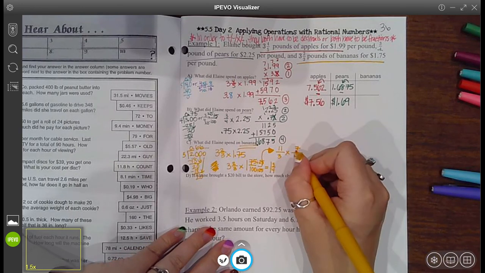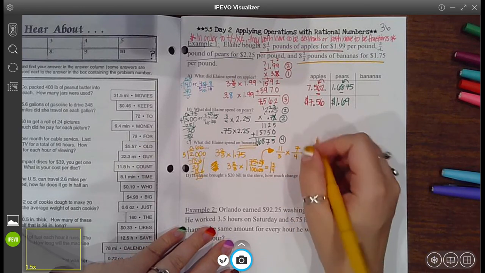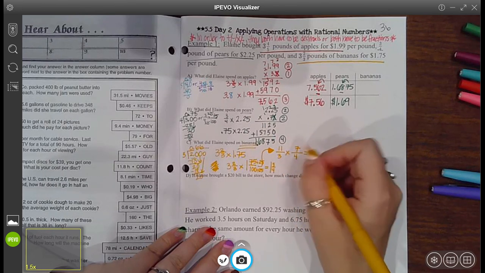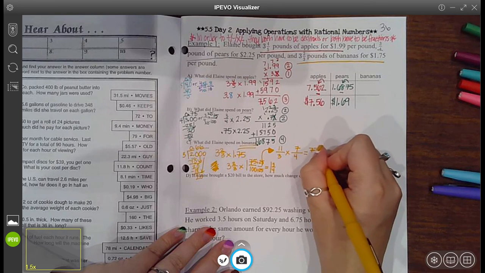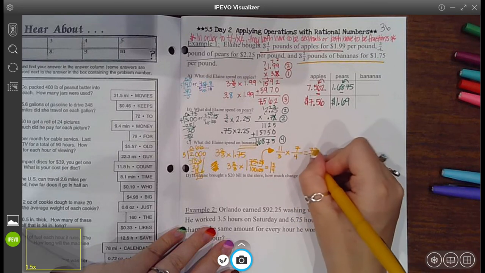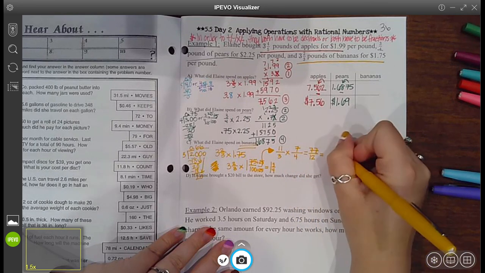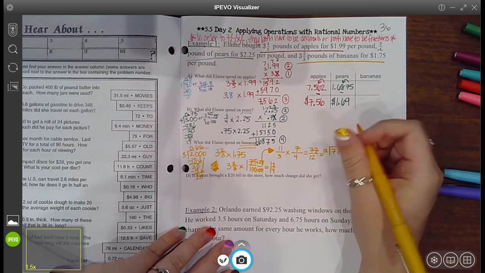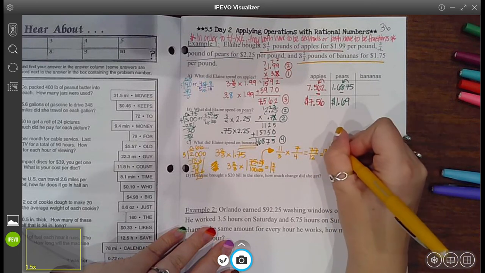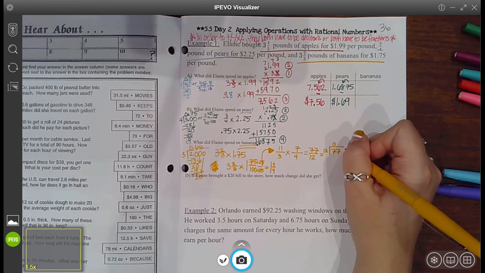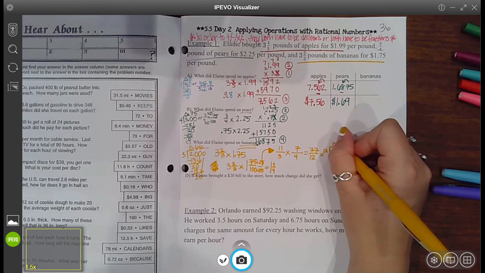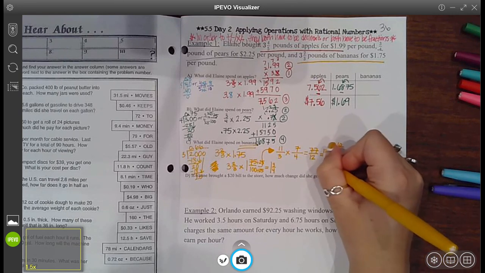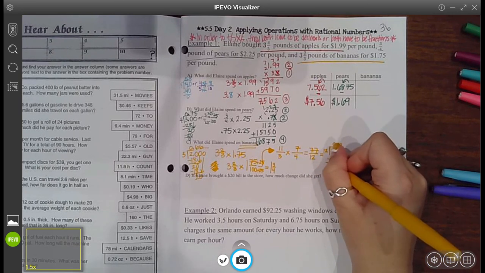Okay, can't cross cancel. Can't cross cancel. Sad day. So you multiply across. 11 times 7 is 77. 3 times 4 is 12. So I'm going to take the top, divide it by the bottom. 12 can't go into 7, but it can go into 77 6 times because 12 times 6 is 72. When you subtract that, you get 5.